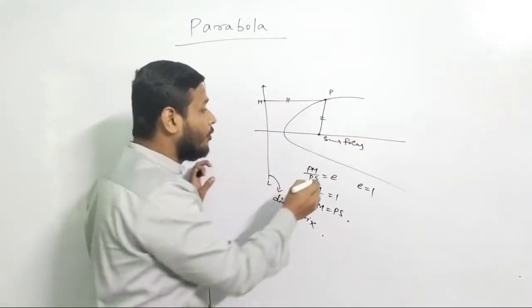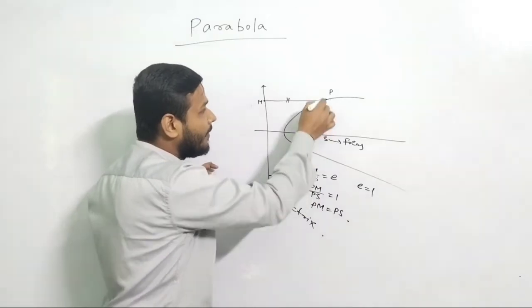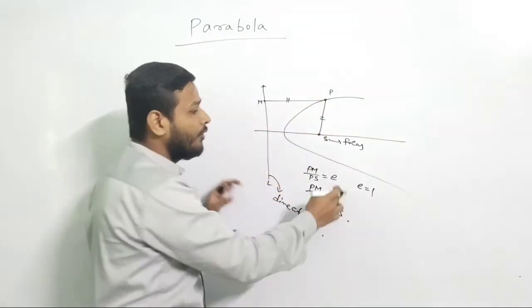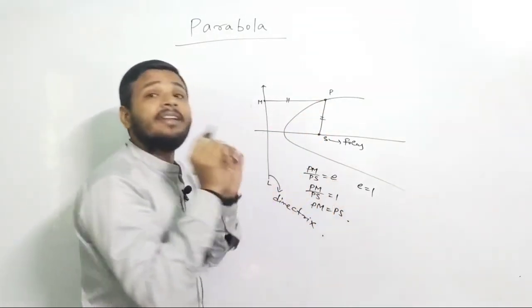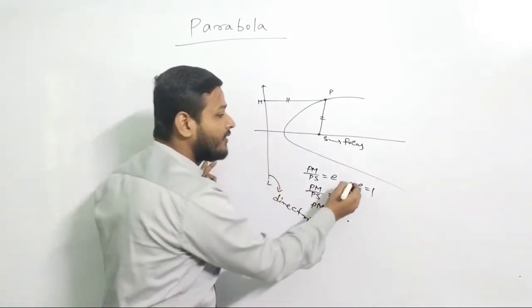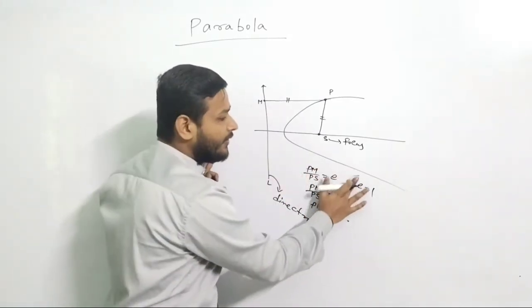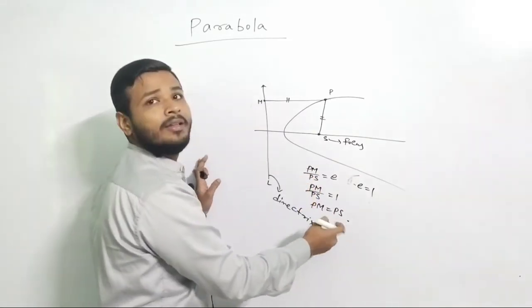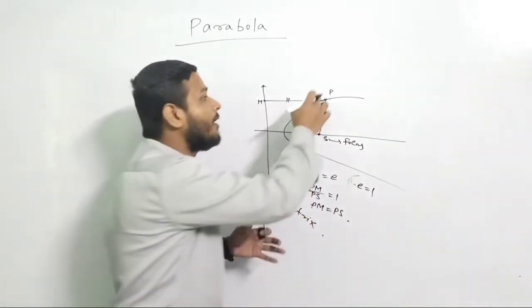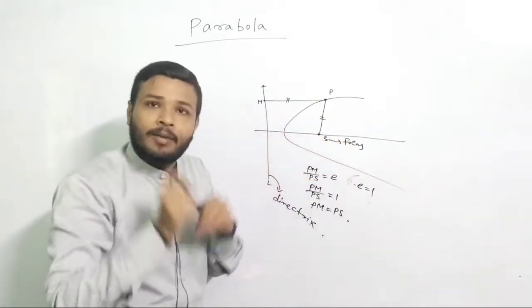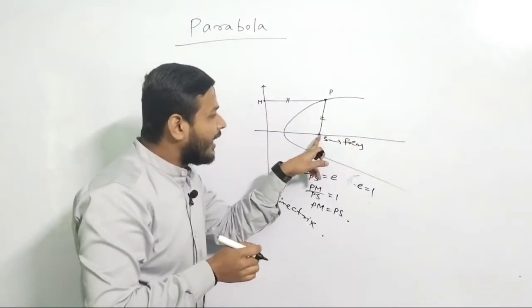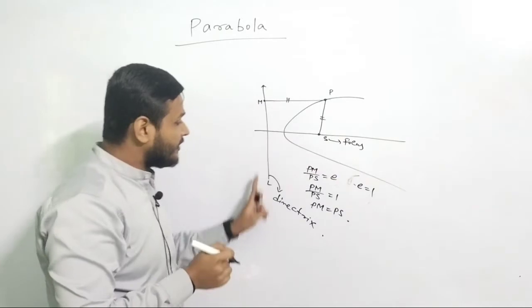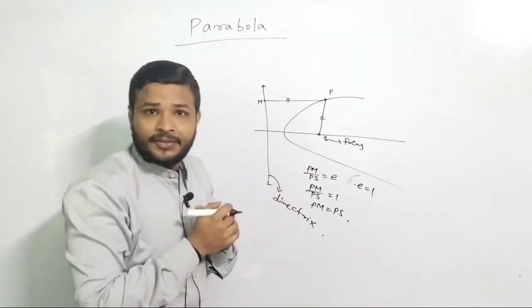That is, we know the PM and PS ratio is known as eccentricity. If eccentricity is 1, then PM and PS will be equal. Then the point P traces out a path known as a parabola. The fixed point S is known as the focus and the fixed straight line is known as the directrix.